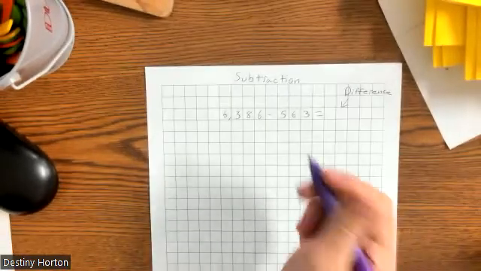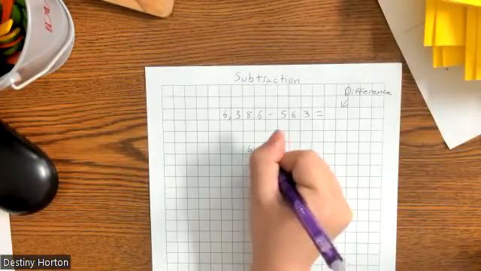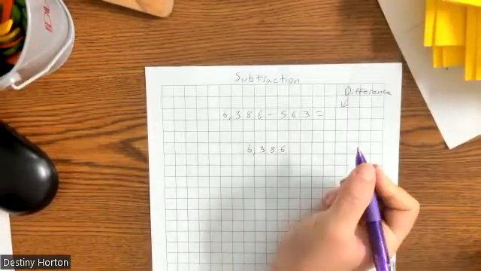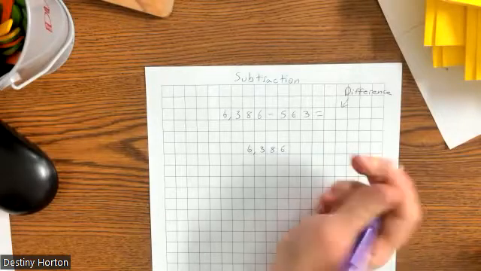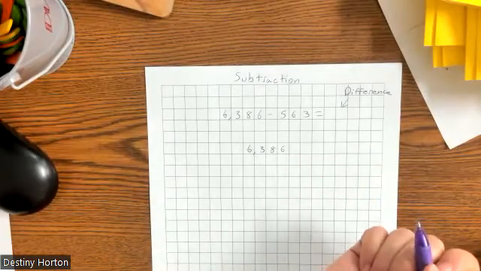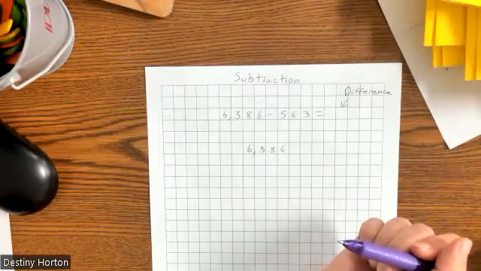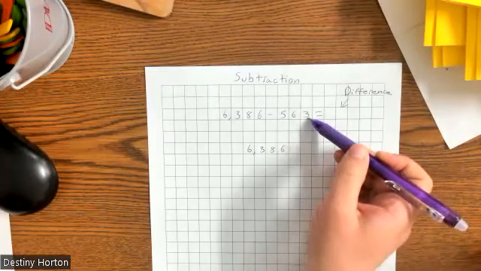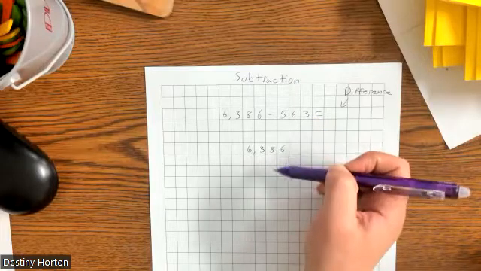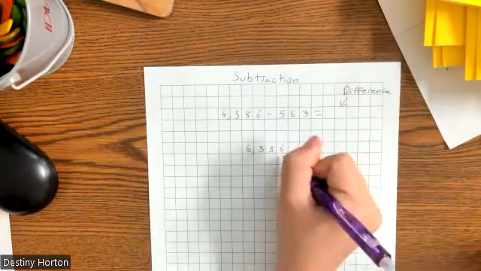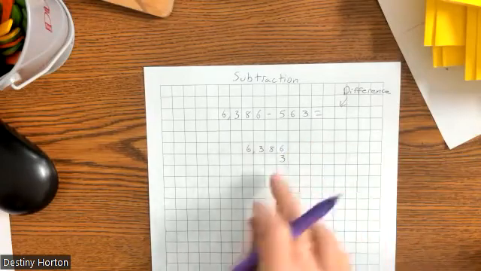So I'm going to put my 6,386 on top. It is my larger number. And in fifth grade, we don't do negatives. So the larger number definitely has to be on top. Then I'm going to line up my 563. Well, the 3 in 563 is in the ones place, so I need to line it up with my ones place with the 6,386. So my 3 goes there.